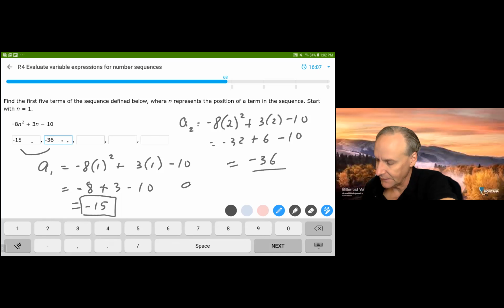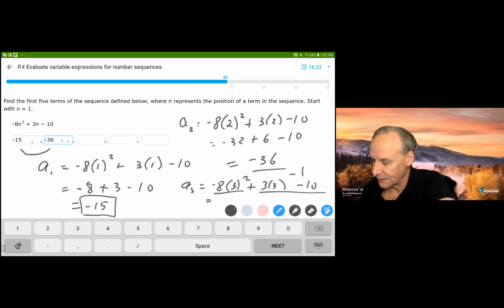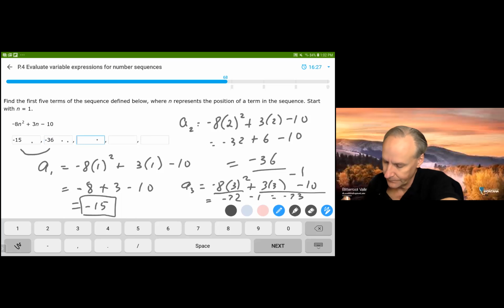Let's try a to the 3, A3. That's going to be -8 times 3 squared plus 3 times 3 minus 10. Well, that's -1, isn't it? And this is -72 minus 1 is -73. Well, that's going to be down 37. This one went down 21, and this one went down 37. Well, that's no help.